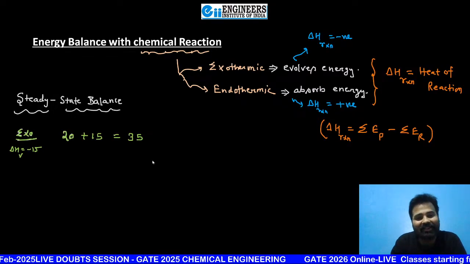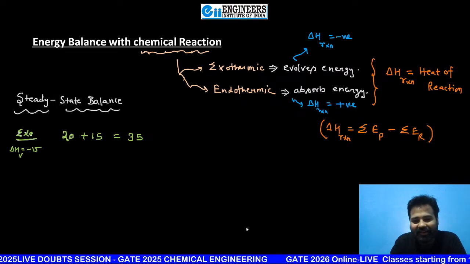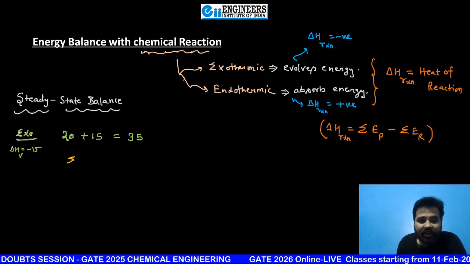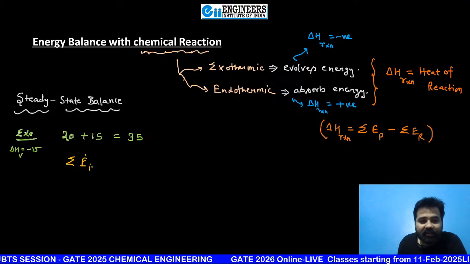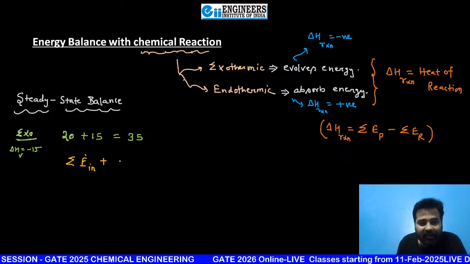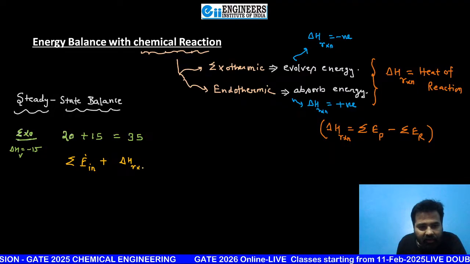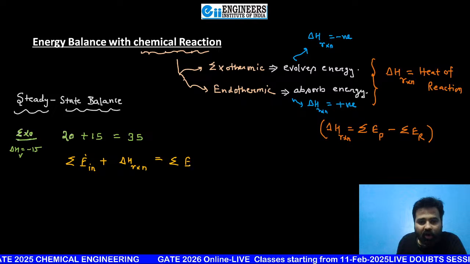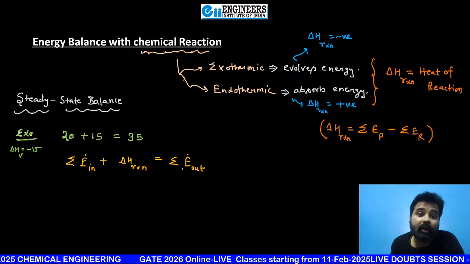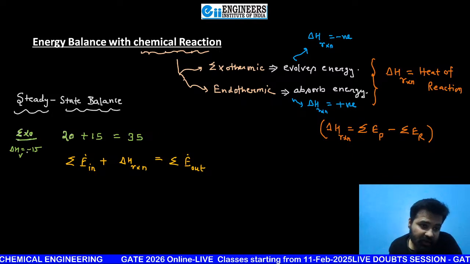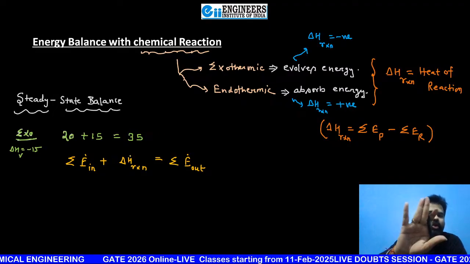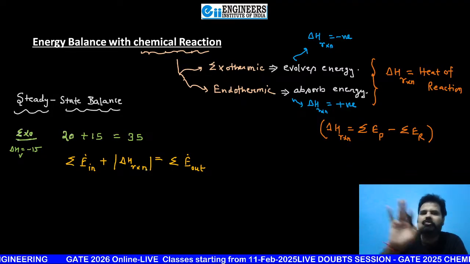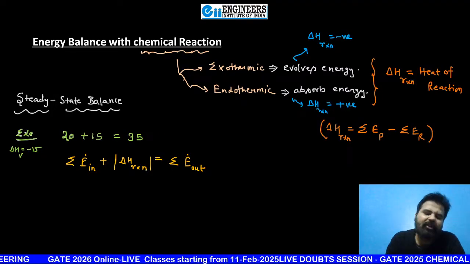Beautiful, sir. Very nice, sir. So, my dear students, how can you write it? Summation of all energy in plus heat of reaction of that chemical reaction is equal to summation of all energy out. Sir, if delta H of reaction is minus 15, I will take 15 here. Don't worry, beta. Just forget the sign here. Everywhere, endo or exo, no need to worry. Just take positive every time.